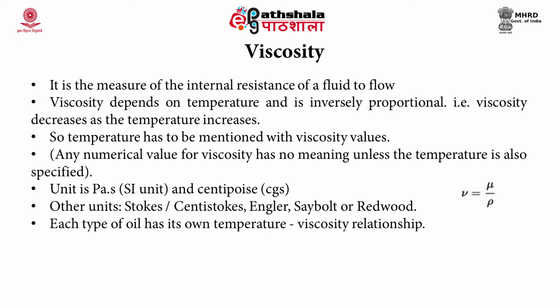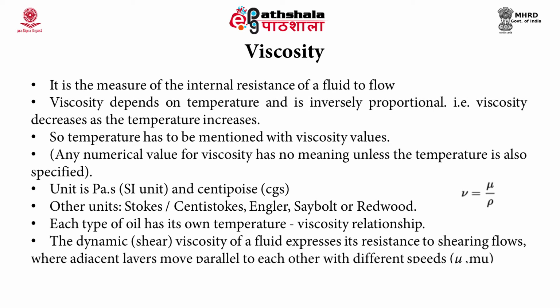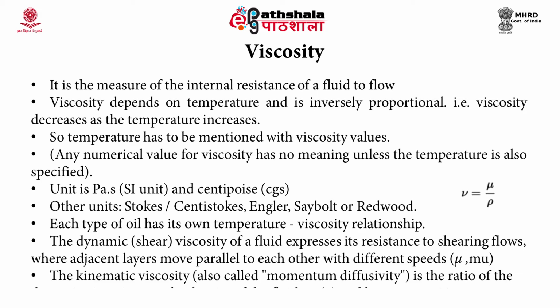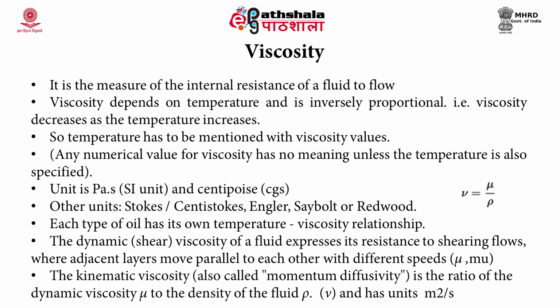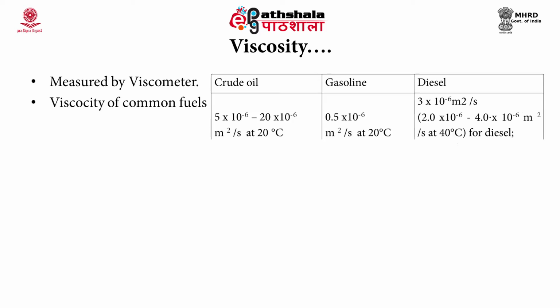Each type of oil has its own temperature-viscosity relationship. There are two types of viscosity, dynamic and kinematic. Dynamic viscosity expresses the resistance to shearing flows, where adjacent layers move parallel to each other with different speeds, and it is normally denoted as mu. The kinematic viscosity is the ratio of the dynamic viscosity to the density of the fluid rho, and it is expressed as nu, that is equal to mu by rho. Normally, the kinematic viscosity is used as a property to compare fuel efficiency. It is normally measured by an instrument known as a viscometer.